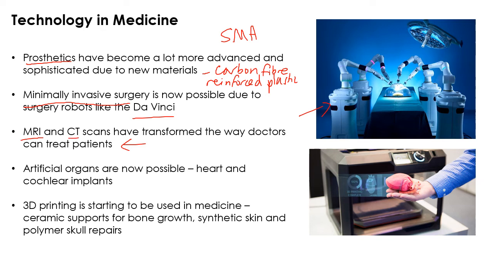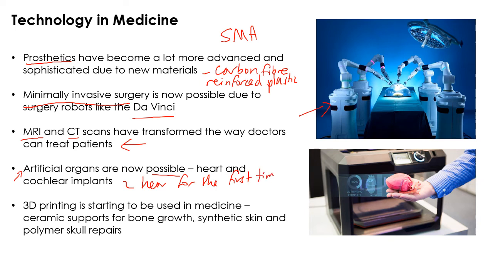Over the years, the development of the MRI and CT scans has transformed the way that doctors can treat patients. You can see injuries a lot more clearly. Artificial organs are now starting to be produced. Hearts and cochlear implants can be developed because of technology, which are helping people to hear for the first time.